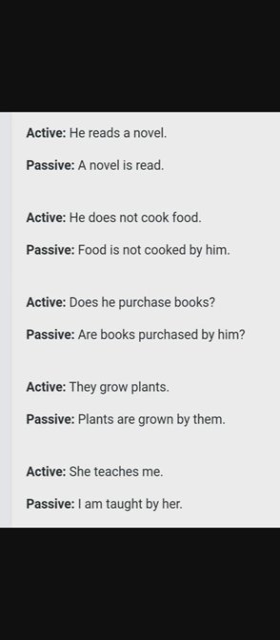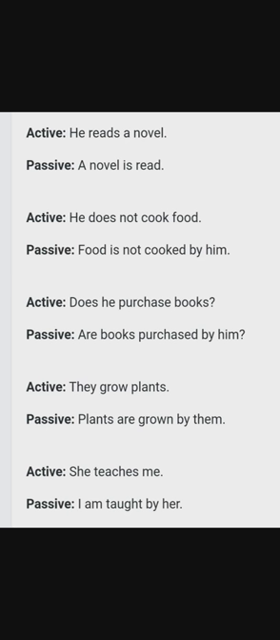See, he reads a novel. A novel is read. Why have we not used by here? Because he reads a novel. Instead we could have written a novel is read by him, but it is not necessary because a novel is for reading only. So a novel is read.